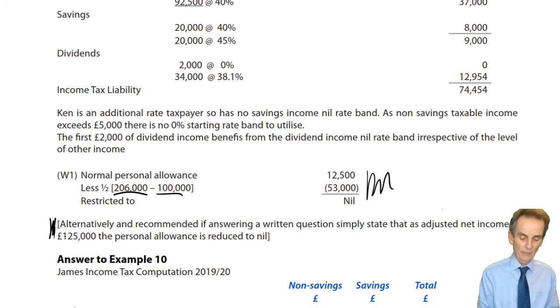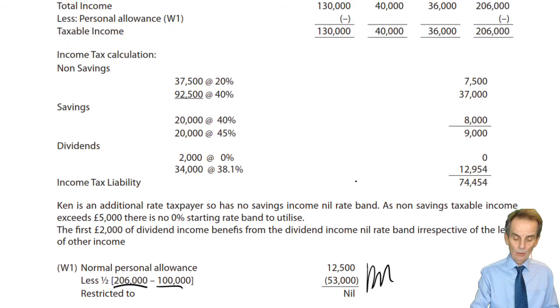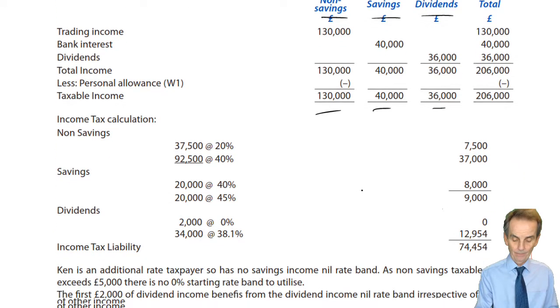Alternatively, and what I'd recommend you do here if answering a written question, only if answering a written question do you have to write anything, is to simply state that as adjusted net income exceeds or is at least 125,000, the personal allowance is reduced to nil. End of story. Okay, so no personal allowance to go against any of these sources of income. So what is the income is also the taxable income.